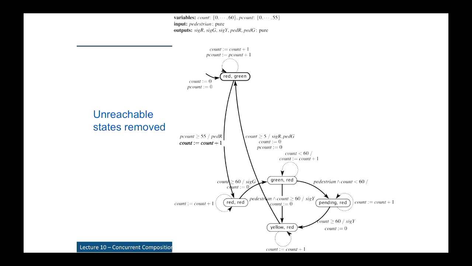And so this is the cascaded composition of the 2 machines. Right? So this now represents the entire system. So we've simplified it effectively.